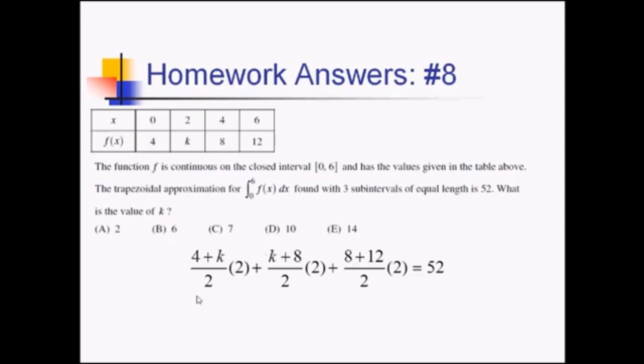So let me cancel out the 2's in these first two fractions and this last one. This last fraction we can just turn into a 20, 8 plus 12. That all equals 52. Next, combining like terms, we've got a 2k and 32 on the left side. Subtracting 32, that's going to be 20. And dividing that by 2, we get a k value of 10. Choice D.